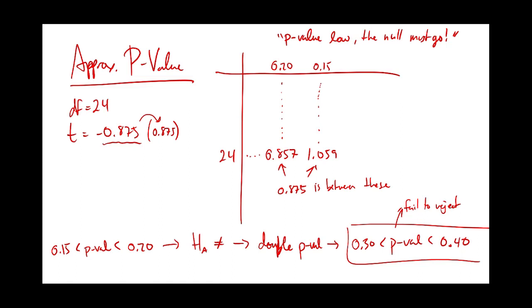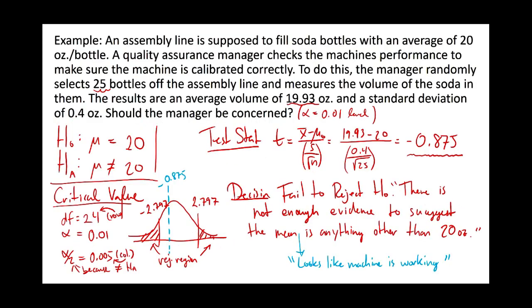We can just say, nope, looks like the machine's fine. Either way, we're going to ask what the p-value is. I typically ask you to calculate it, but you could still make the right choice without it. So that's the key. We didn't need the p-value to make the right choice. The right choice is that the machine looks like it's working.